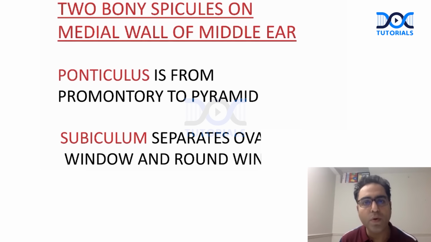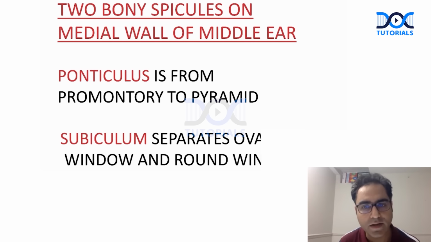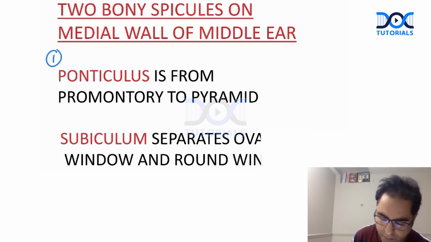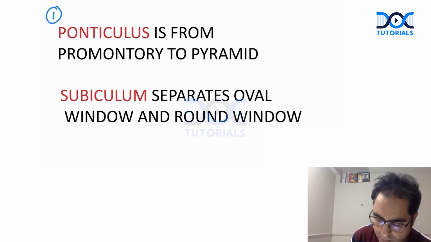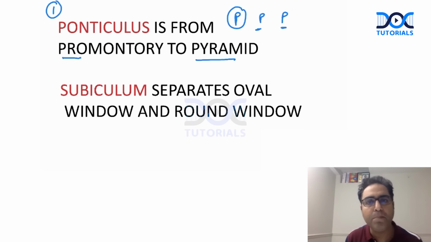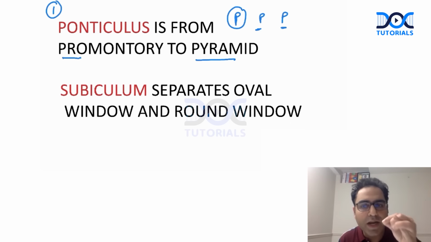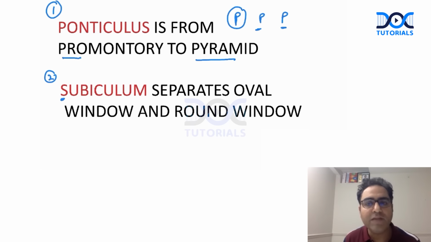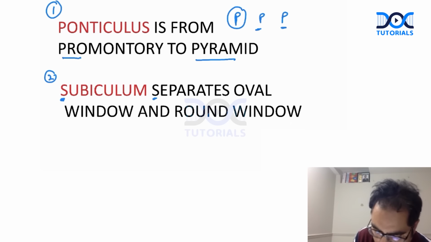Now, there are two bony spicules on the medial wall of the middle ear. What are the two bony spicules? Number one is the ponticulus. How to remember ponticulus? P for ponticulus, it is from promontory to pyramid. Number two is the subiculum. The subiculum separates the oval window from the round window. Subiculum is between the oval window area and the round window area. How to remember? S for subiculum, S for separates.